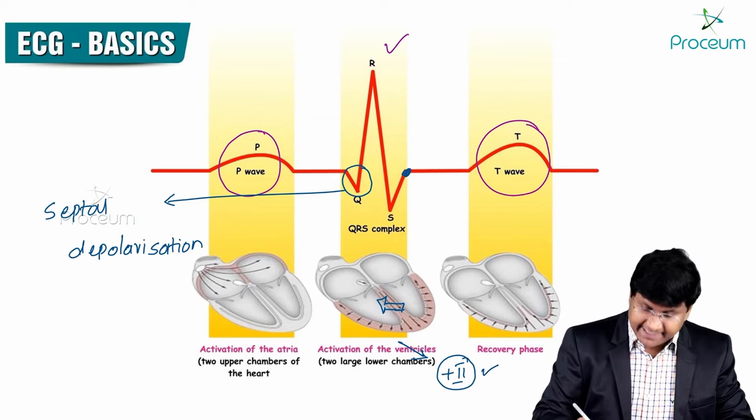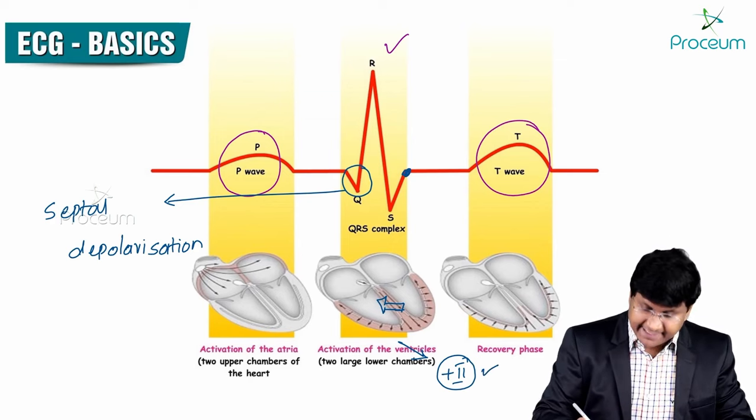In one large box, how many small boxes are there? 5 small boxes. So, you multiply this by 5. How much does it become? 200 milliseconds. So, one large box is 200 milliseconds, or in seconds, that will be 0.2 seconds. And if you take 40 milliseconds in seconds, that is 0.04 seconds. Is that clear? So, that is the duration of one small box and one large box. And this is the ECG basics on the ECG paper.